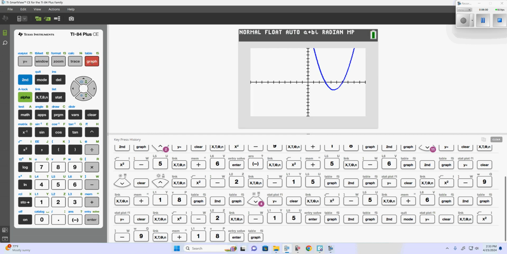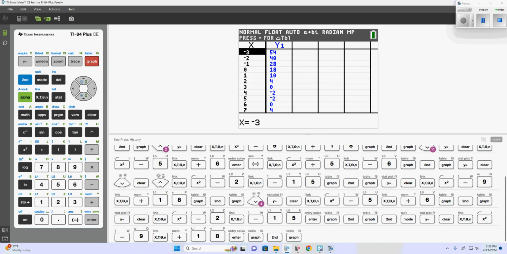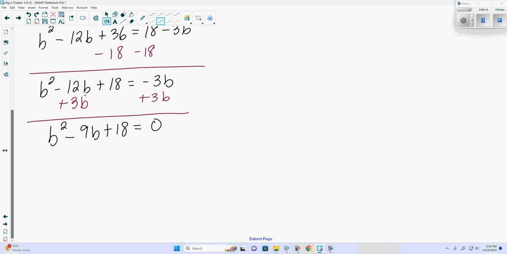And we can say graph. We get this here. We go second graph. We're looking for what values of x will make the y value be 0. Well, that is 3 and 6. So b is equal to 3, and b is equal to 6.